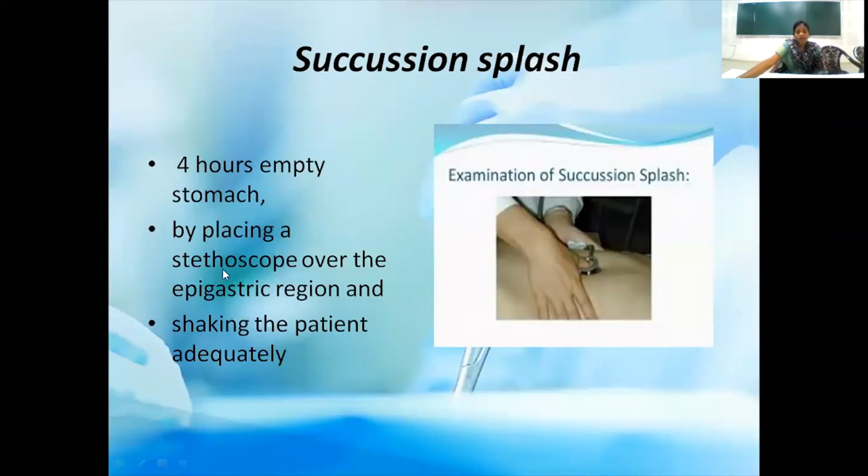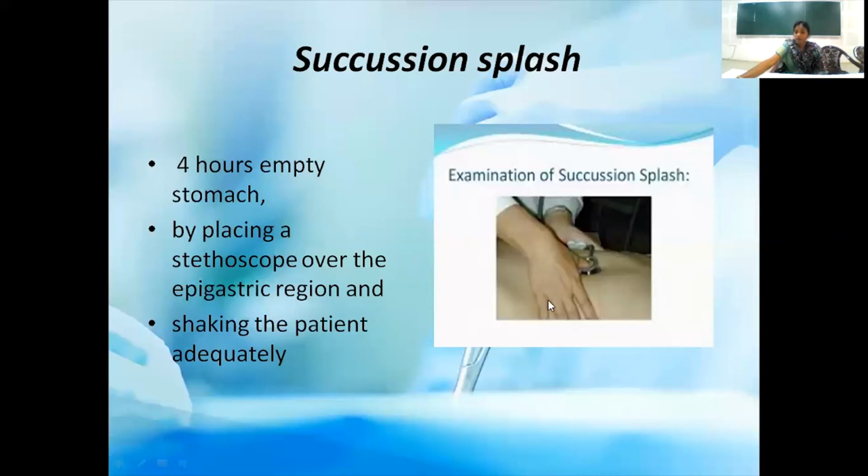that you have to keep the stethoscope over the epigastric region, and using the two hands, the surgeon has to shake the patient adequately. So I once again repeat, for succussion splash, you have to ask the patient to be empty for 4 hours, the stethoscope has to be placed over the epigastric region, and by using both hands you have to shake the patient adequately.